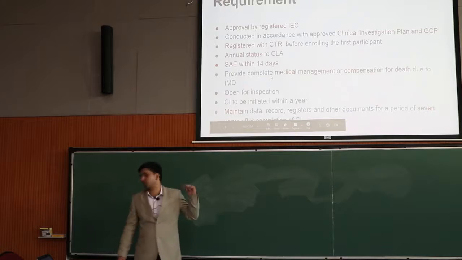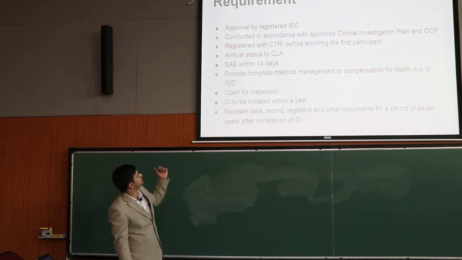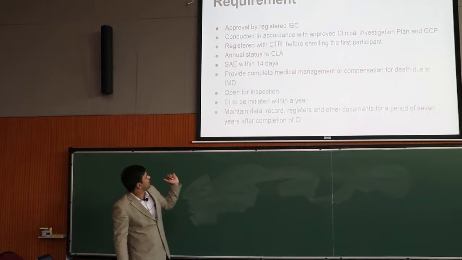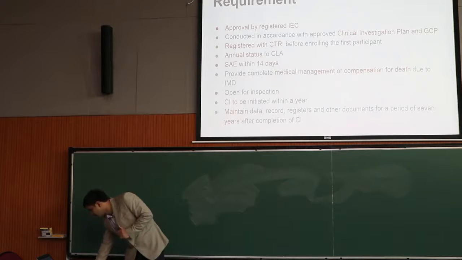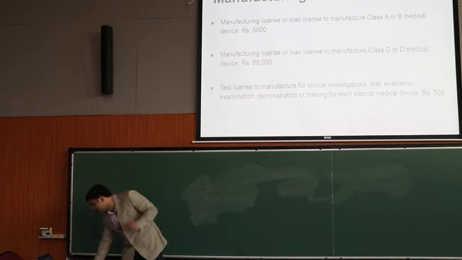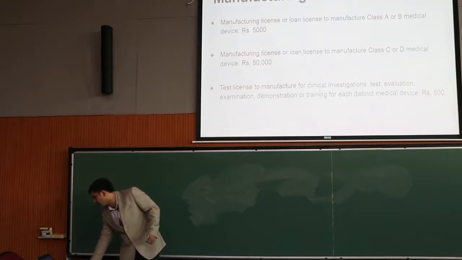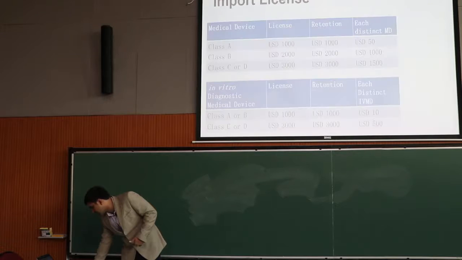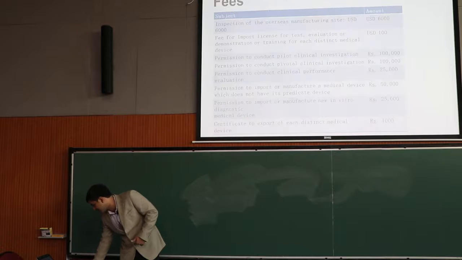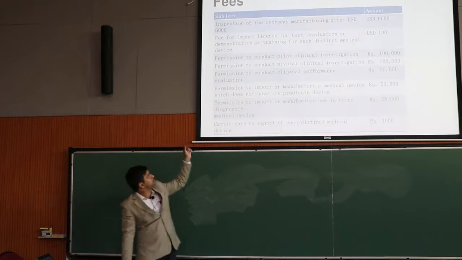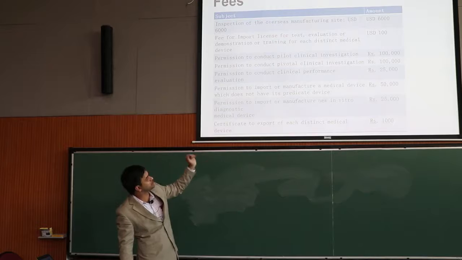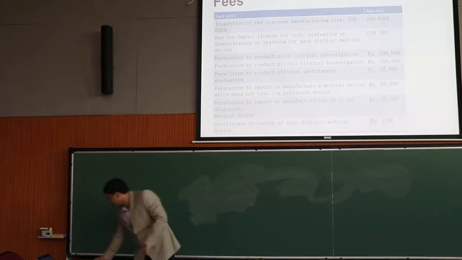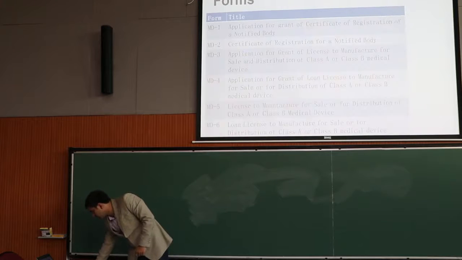So these are the requirements for clinical investigation. You will have to register for clinical trials, and get IEC approval. And these are some of the fees that you would be paying for a manufacturing license. If it is a clinical investigation, like I said, it is 1 lakh. Permission to conduct pilot clinical investigation, 1 lakh. And pivotal. And these are some of the forms.